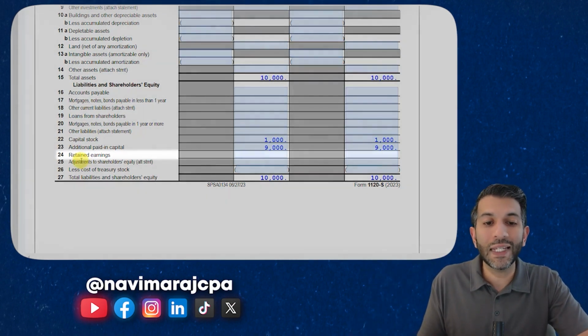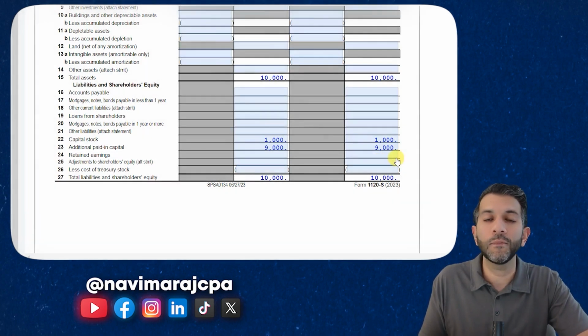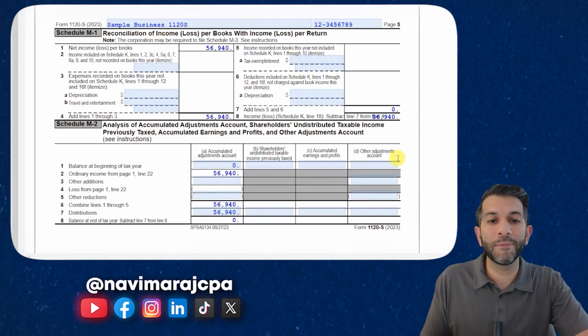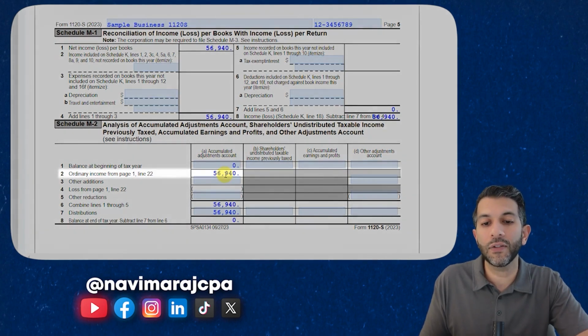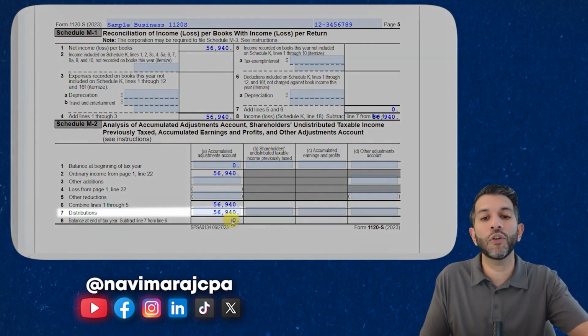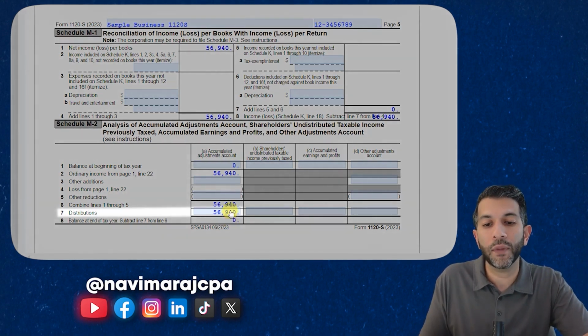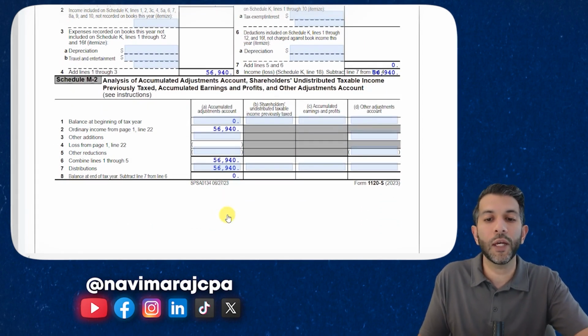That's fine. Retained earnings, what do you think that number would be? Well, here's a spoiler. It's zero. You didn't retain any of the earnings because you pulled them all out in distributions, which is what this screen here shows you. Schedule M2. Again, I know I'm getting into the weeds here. This was a brand new business. You started out with $0 in what's called the accumulated adjustments account. You earned 56,940, and then you took a distribution of 56,940. So you basically stripped out all of the accumulated earnings that there were out of the business. Okay, so that's Schedule M2 and how that works.